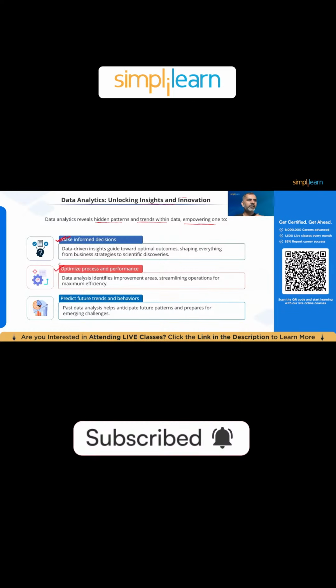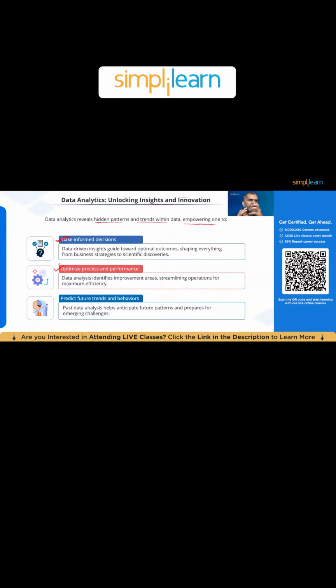Second, it optimizes process and performance. Data analysis identifies the improvement areas. That means when you do these analyses, you can know what gaps you need to fill and what shortcomings in the process you need to address. In the analysis process, you get all this kind of information, so that helps you to optimize your existing system in terms of process and performance.